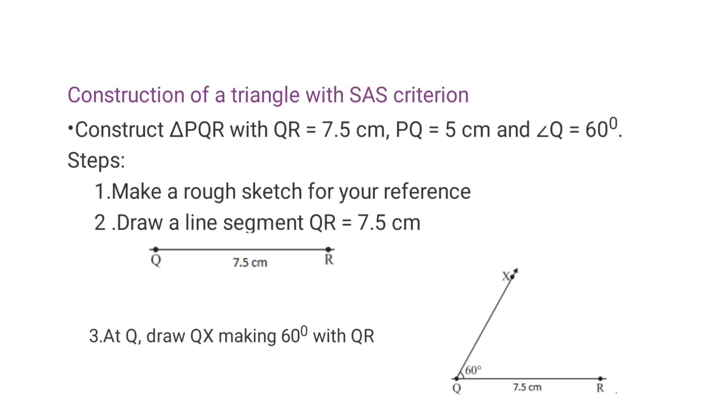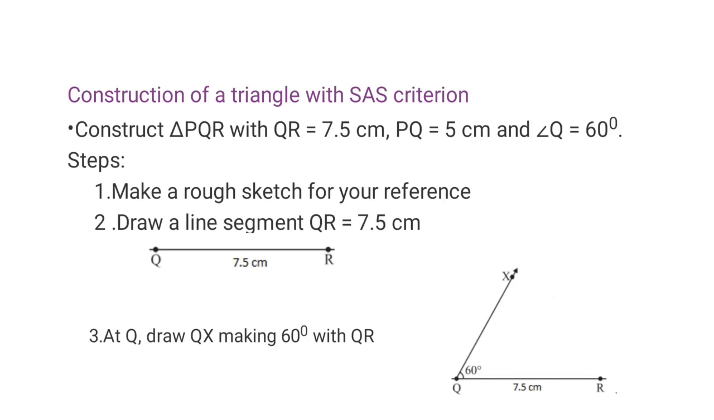Further, let us learn how to construct triangle with side angle side criterion with the help of an example of triangle PQR where QR is 7.5 cm, PQ is 5 cm and angle Q is 60 degree. Here SAS means side angle side criterion. In this construction as well, we will draw the rough sketch first and then we'll start accordingly.